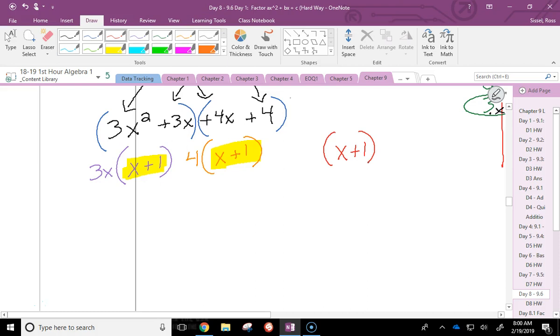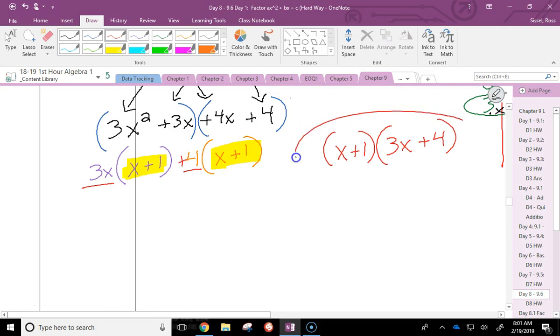The other answer is, what did we pull out? We pulled out 3x. And we pulled out a 4. Was it a plus 4 or minus 4? How do you know it's a plus 4? Because it was positive. It would be plus, because we pulled out a positive 4.